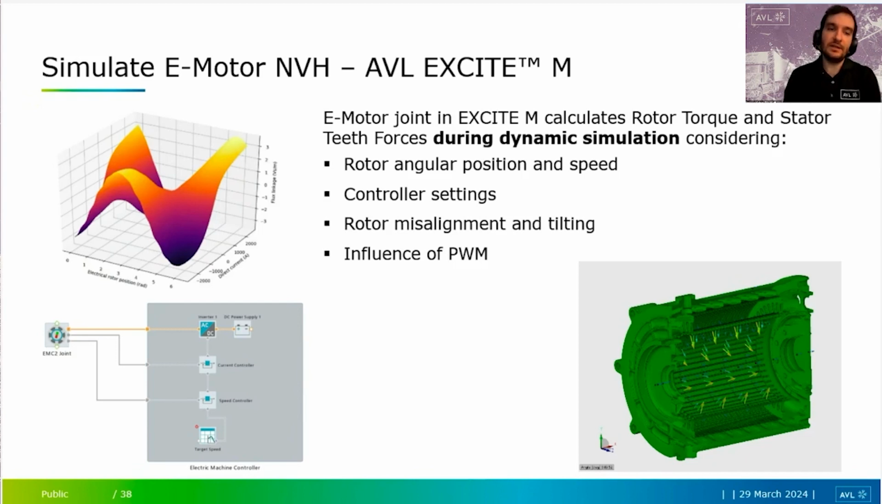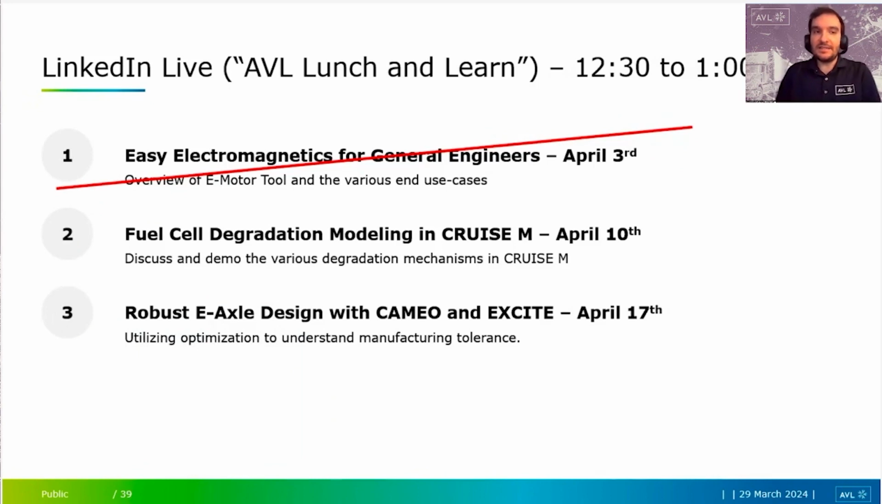The other thing we have in Excite is the ability to understand your inverter and your power electronics, basically your power electronics influence on your e-motor. So we have this thing called the e-motor joint, so to speak, and that's where you're able to send these results back and forth and do your NVH study and really get a much more accurate and realistic representation of your study in a dynamic simulation. So that's pretty much the end of my presentation.